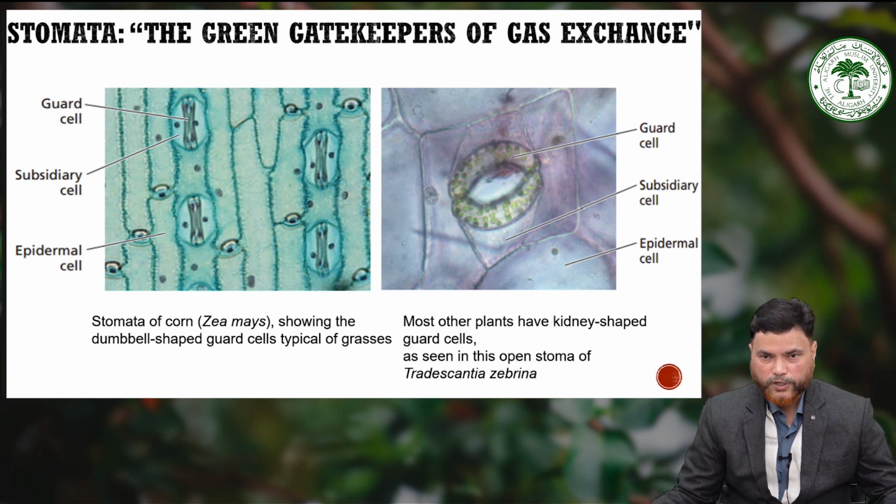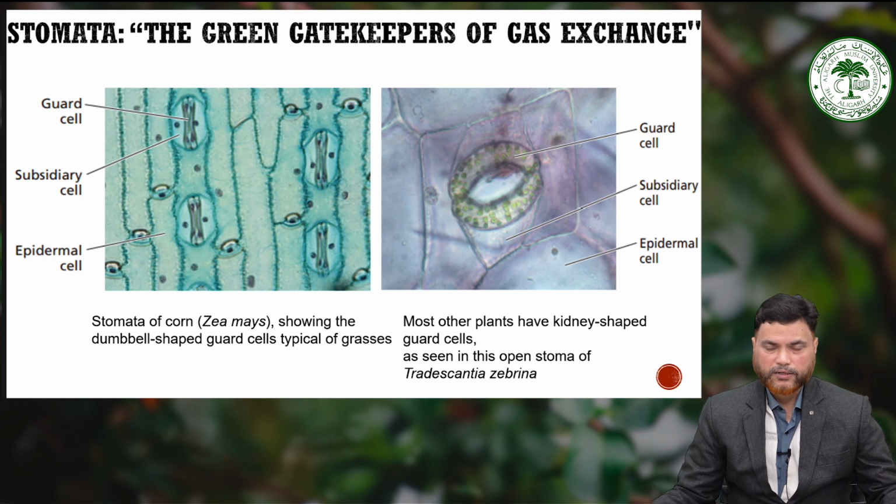A fully open stomatal pore measures about 5 to 15 micrometer wide and about 20 micrometer long. As I just mentioned, the guard cells are bean shaped in dicots, whereas they are dumbbell shaped in monocots, as is evident in this figure. Moreover, the number, size and distribution of stomata can vary among different plant species and can be influenced by environmental factors such as light intensity, humidity and temperature.